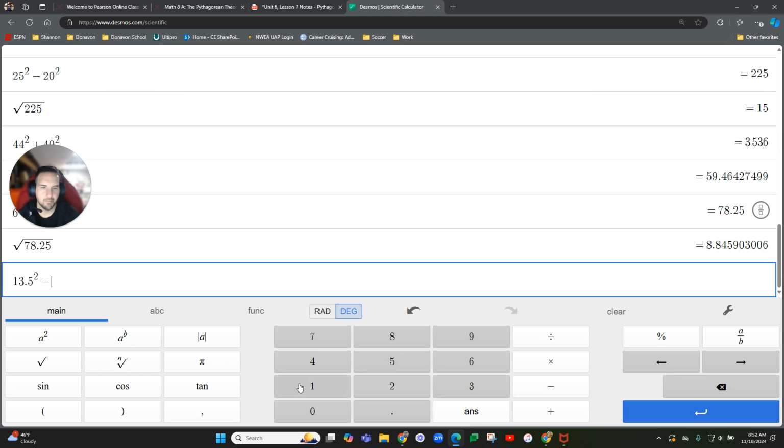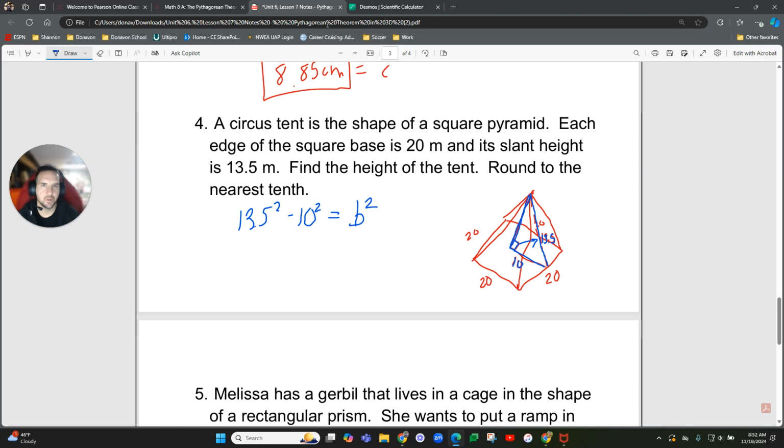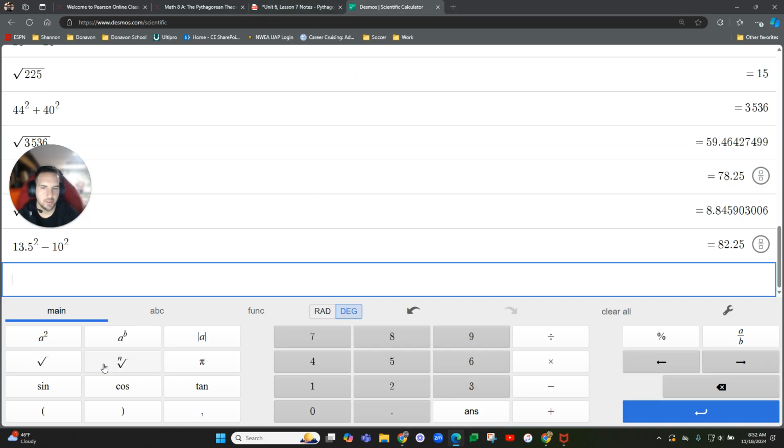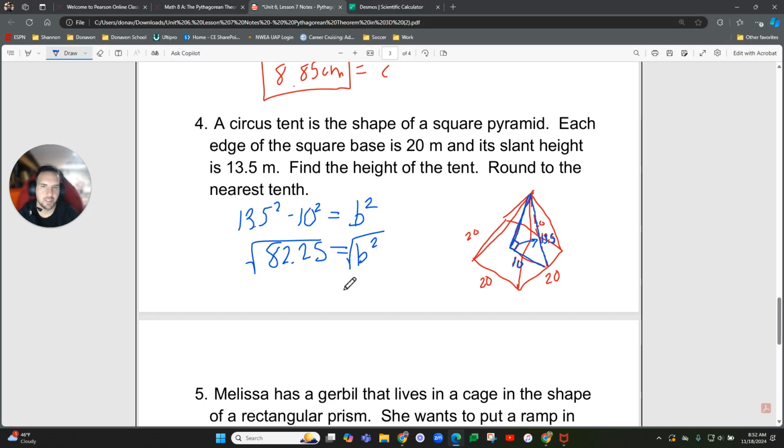So 13.5 squared minus 10 squared is 82.25. And again, I'm going to take the square root of that to find the height. All right, so the square root of 82.25 is 9.07, we'll say. We'll round it to the nearest hundredth, I guess. So 9.07. And in this case, it's 9.07 meters.